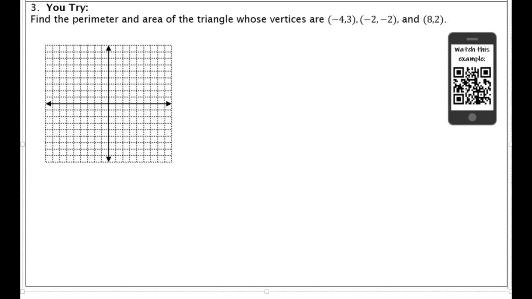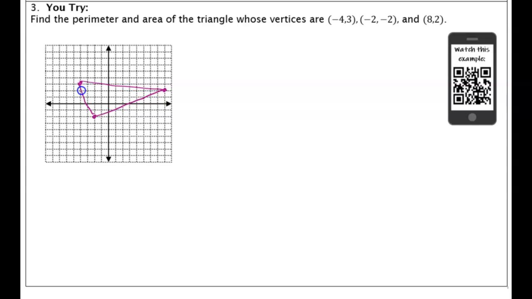So I have (-4, 3), that would be up here, and that is my first point. (-2, -2) is here, and then (8, 2) would be over here. So I'm going to connect my vertices so that I can see my triangle.